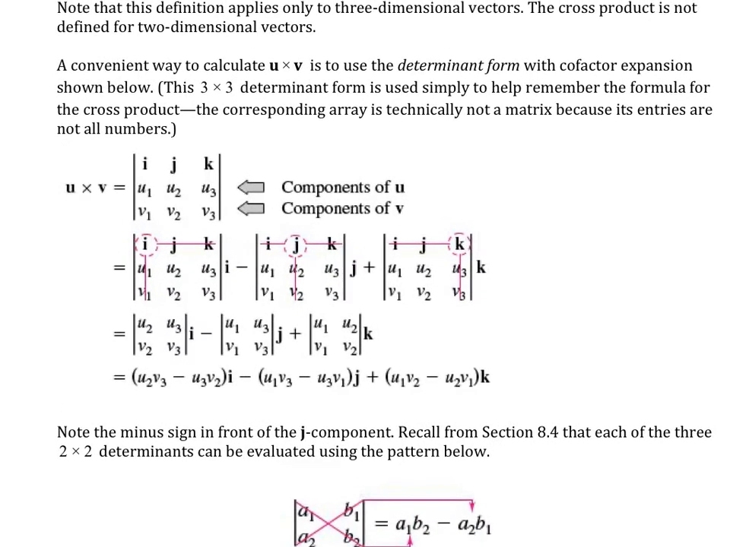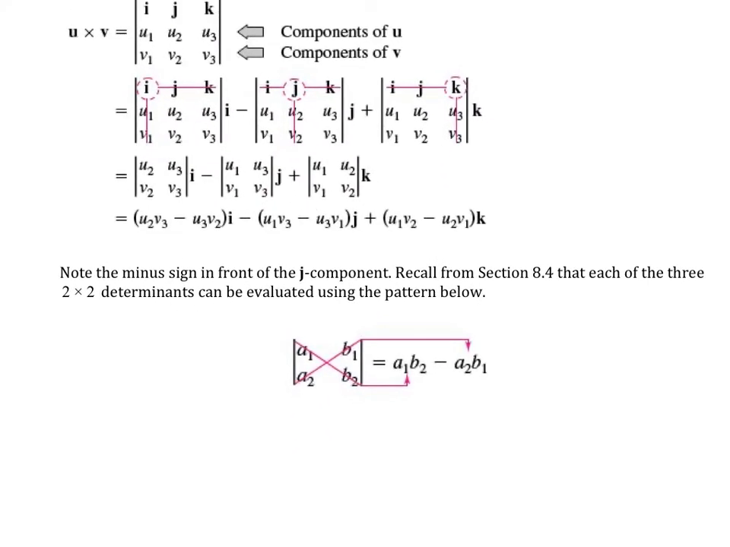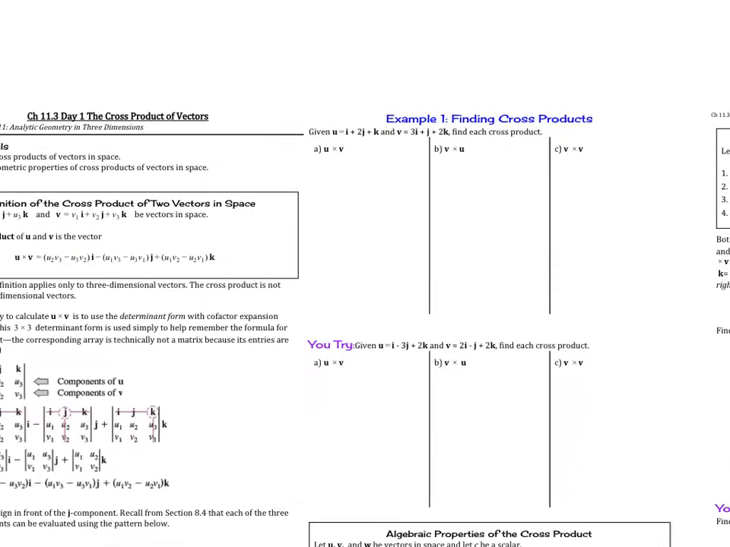Note the minus sign in front of the j component. Recall from section 8.4 that each of the three 2 by 2 determinants can be evaluated using the pattern below. Remember that we can do a1 times b2 minus a2 times b1, and that's how we get this formula here. So let's try an example.